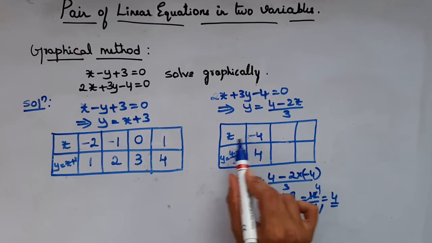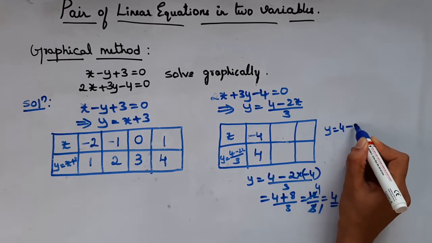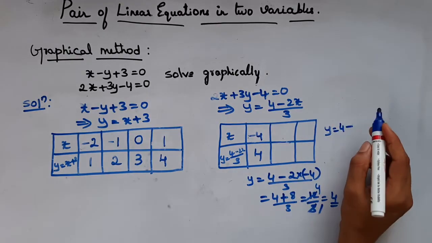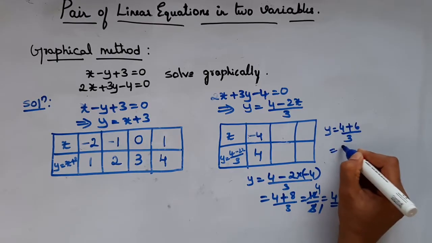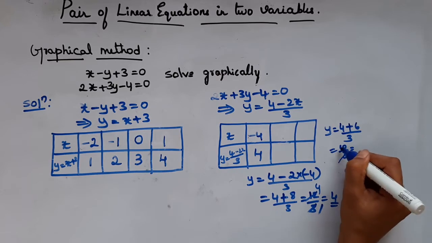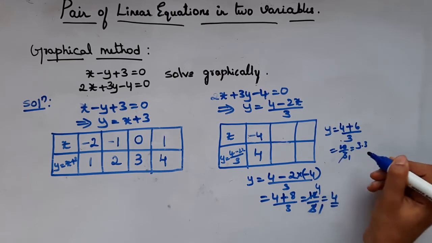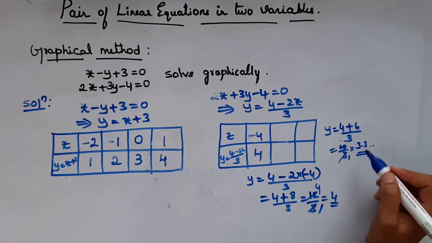So now if you put x is equal to minus 3, your y will be y is equal to (4 minus 2 into minus 3, which is minus 6). So minus of minus is plus 6 by 3. You will get 10 by 3. On dividing, you will not get a whole number, right? 3 1s are 3, 3 3s are 9. So 3.3 something, right? So this is not a whole number. So avoid using such numbers.